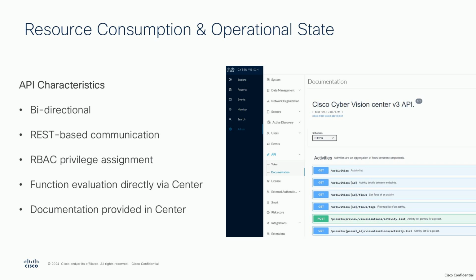The API of the Cybervision Center provides you programmatic access to read and integrate data on demand, and it also allows you to apply changes to your center. This gives you the capability to communicate with your center bidirectionally. All communication via the API is based on REST requests sent to the center. Based on the function you call in combination with the type of REST request, you can leverage different functionalities. The privilege to request data and to send control to the center is managed via role-based access control.